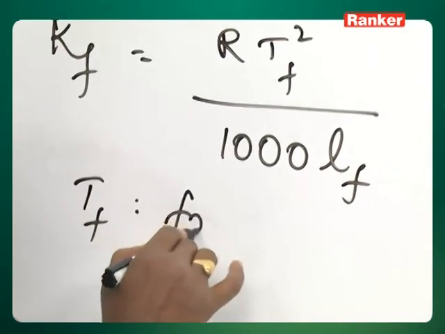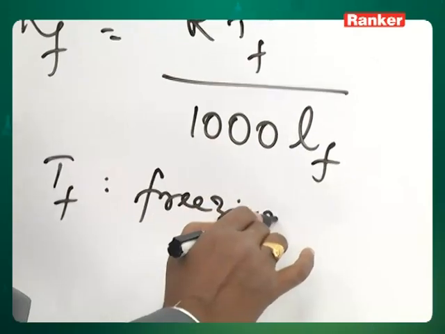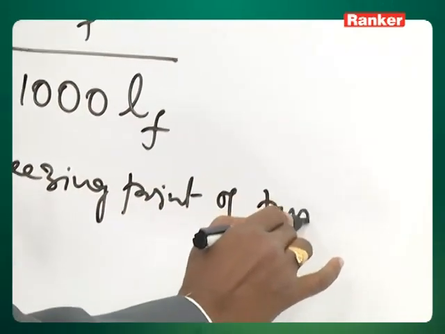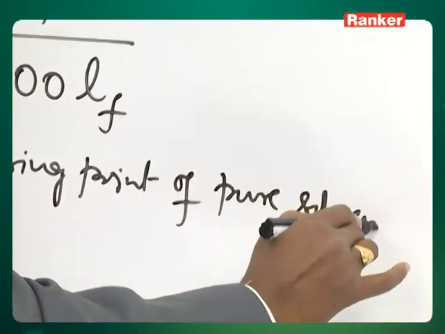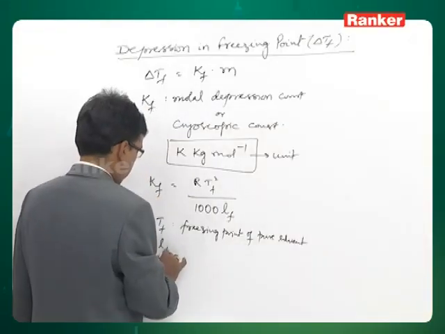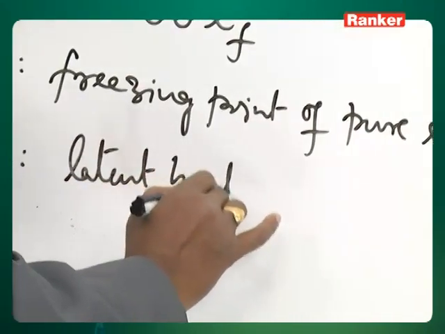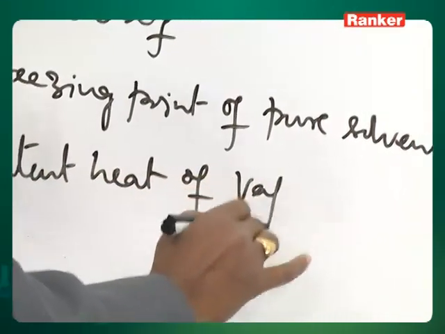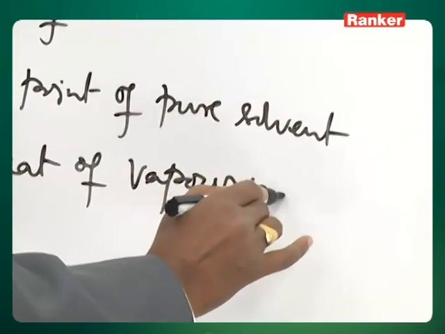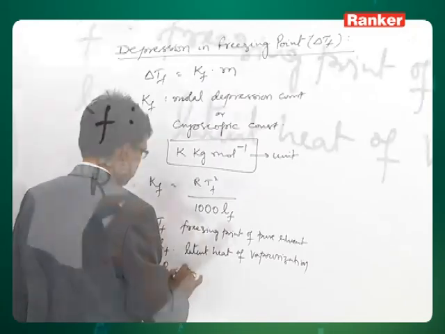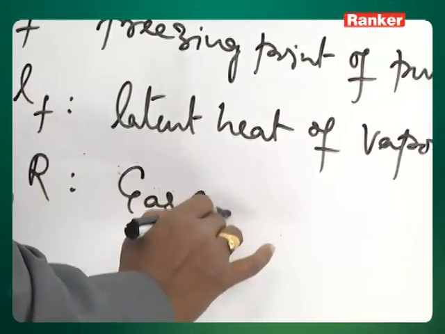TF is the freezing point of the pure solvent, Lf is the latent heat of fusion, and of course R is the gas constant.